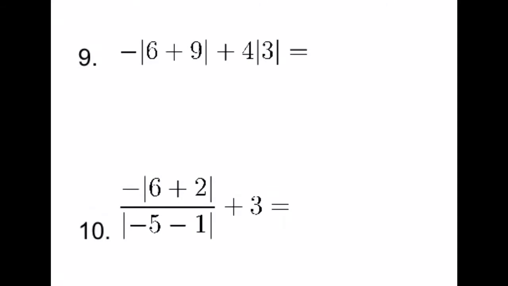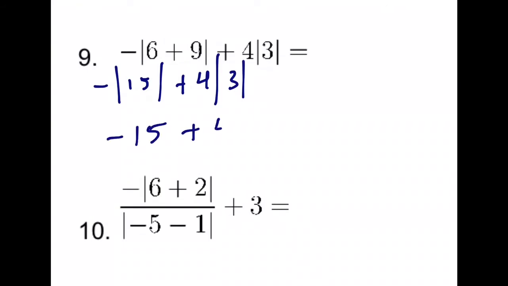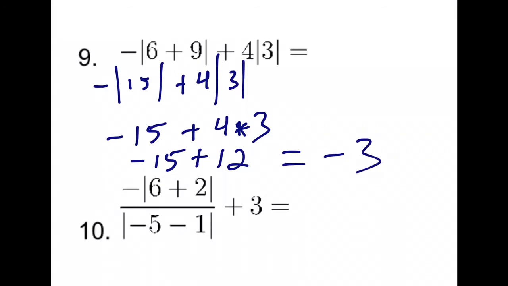So let's do what's inside of the absolute value brackets first for number 9. The negative stays there, and 6 plus 9 gives us 15. And we will add 4 multiplied by the absolute value of 3. So then 15 and 3 are both going to come out positive, so I have a negative 15 plus 4 times 3. That negative is really a negative 1, and it's being multiplied by 15. That's why it becomes negative 15. And 4 times 3 here becomes 12, so I have negative 15 plus 12, which gives me a negative 3.